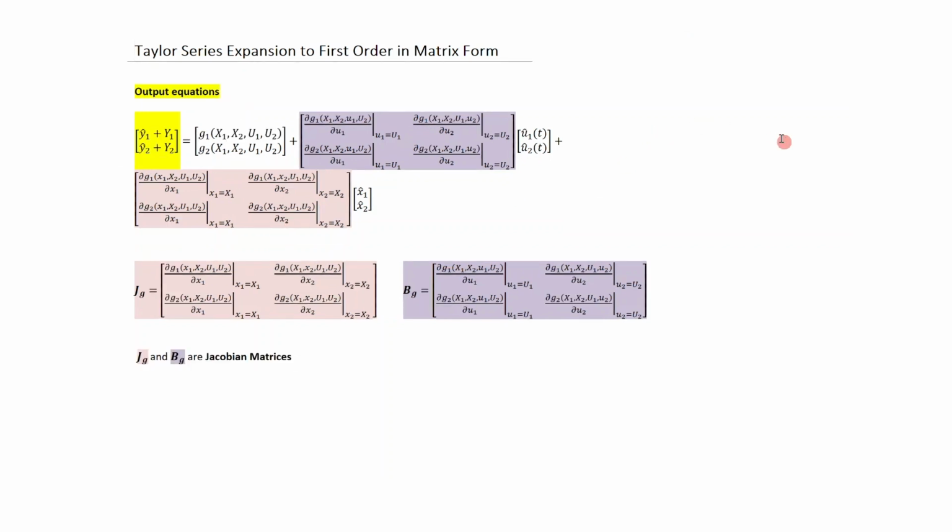All right, output equation, same idea. You can group things, and because it's linear in u1 hat, u2 hat, x1 hat, x2 hat, we can write this out in matrix form, and so these are two different matrices, J sub g and B sub g.